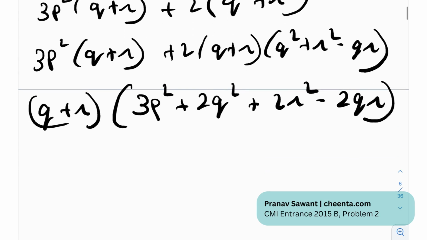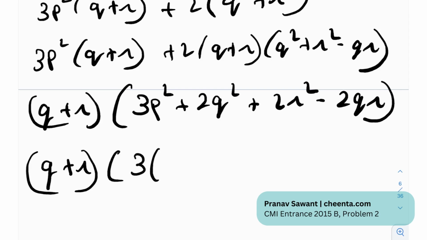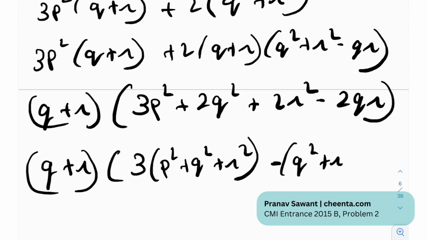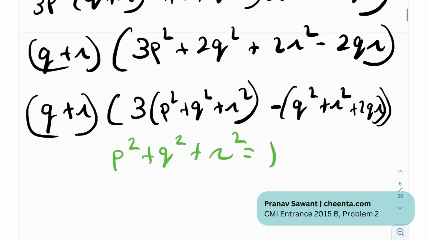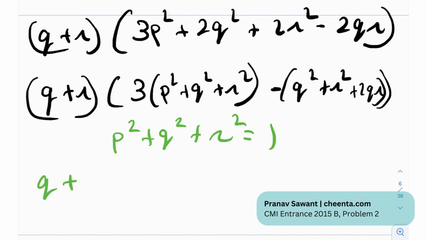Now that's actually great because I can make a slight observation. I can write this term as thrice of (p square plus q square plus r square) minus (q square plus r square plus 2qr). Can I do that? That's great. Now, why did I do that? Well, if you look at the question, they had given us the condition that p square plus q square plus r square is equal to 1. So if I put this in, I'll get (q plus r) times (3 minus (q plus r) whole square).